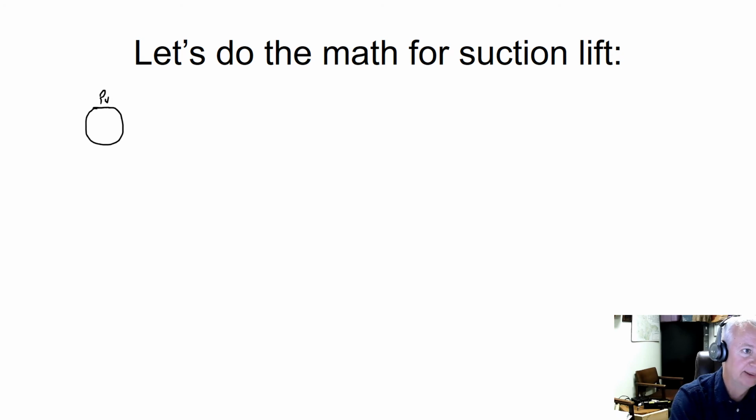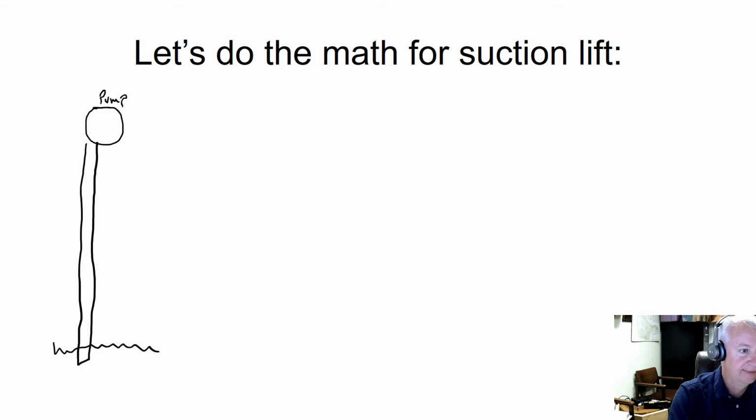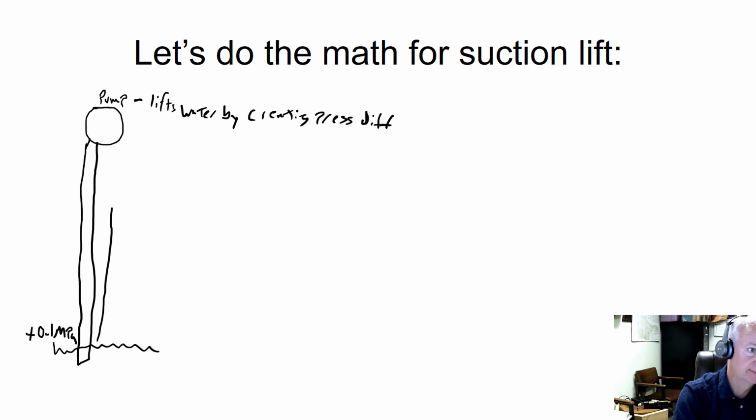Let's say this is the pump, and this is a pipe. And that pipe is in the water here. That water at the pipe inlet is at atmospheric pressure, 0.1 megapascals. This suction pump lifts water by creating a pressure difference. Okay, so it lowers the pressure up here at the top. So that pressure difference causes water to flow towards the pump.